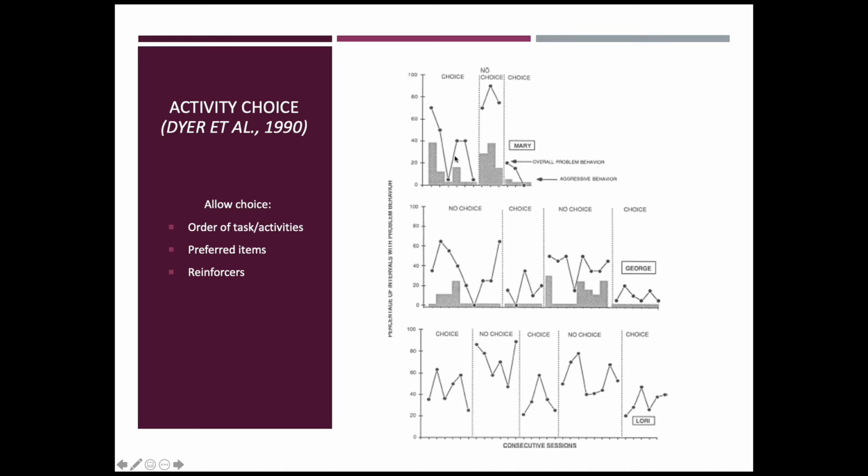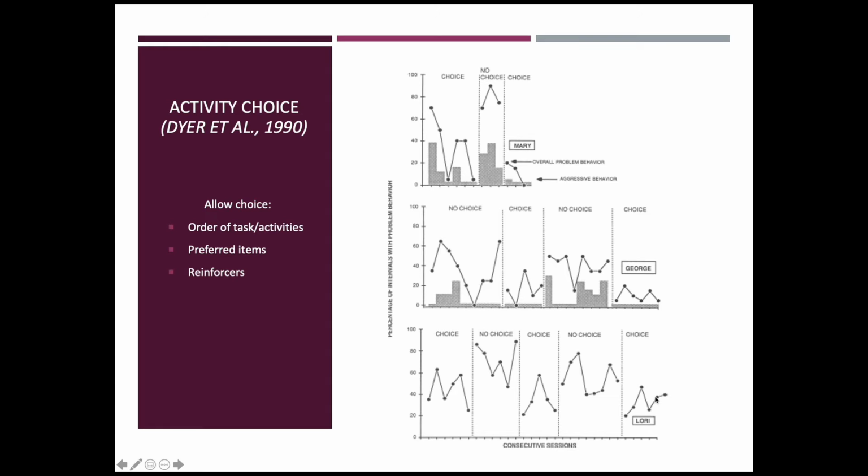Now, of course, you could see all these results are idiosyncratic. Some individuals show significant reductions in problem behavior, whereas others show moderate reductions. So, as a side note, when you're looking at data like this, ask yourself, is the independent variable having an effect on the dependent variable? And in this case, it is, right? You can see even for George here, his behavior is variable, but when choice is allowed, it's clearly lower than when there's no choice. For Lori, the results are not as pronounced, but you do see lower levels of problem behavior when a choice is provided.